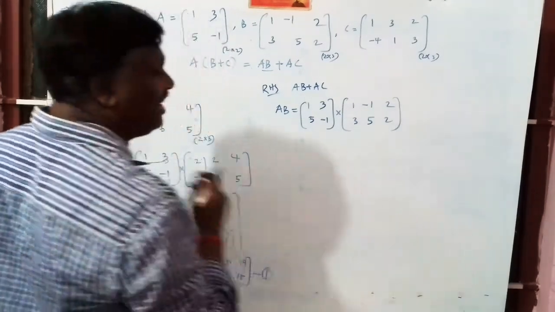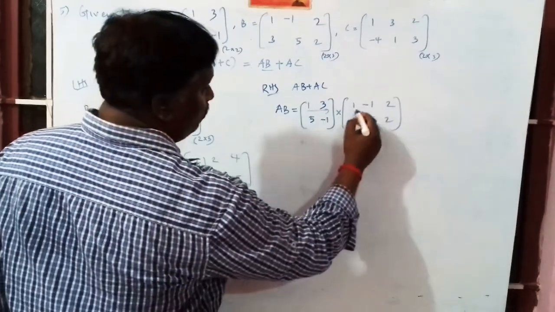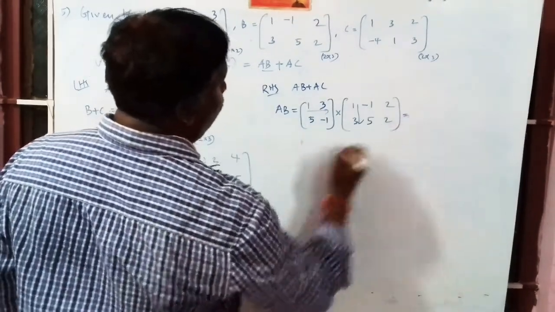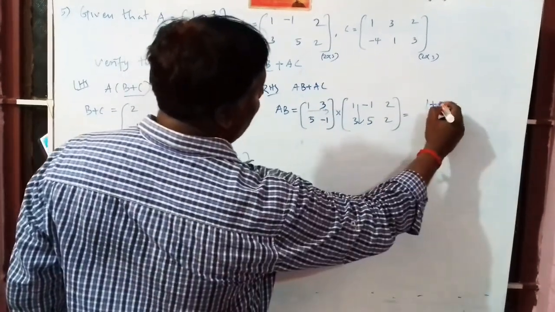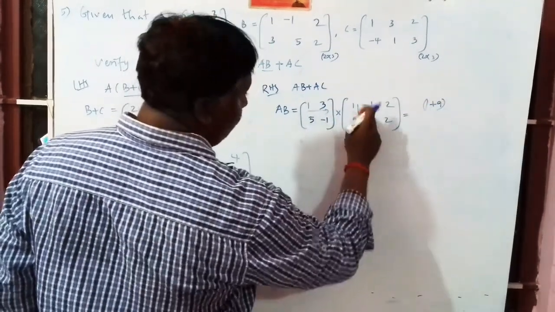So multiply by the direct method, okay. First row and first column. So how to multiply? 1 into 1 equal to 1. 3 into 3 equal to 9. First row and first column is over.